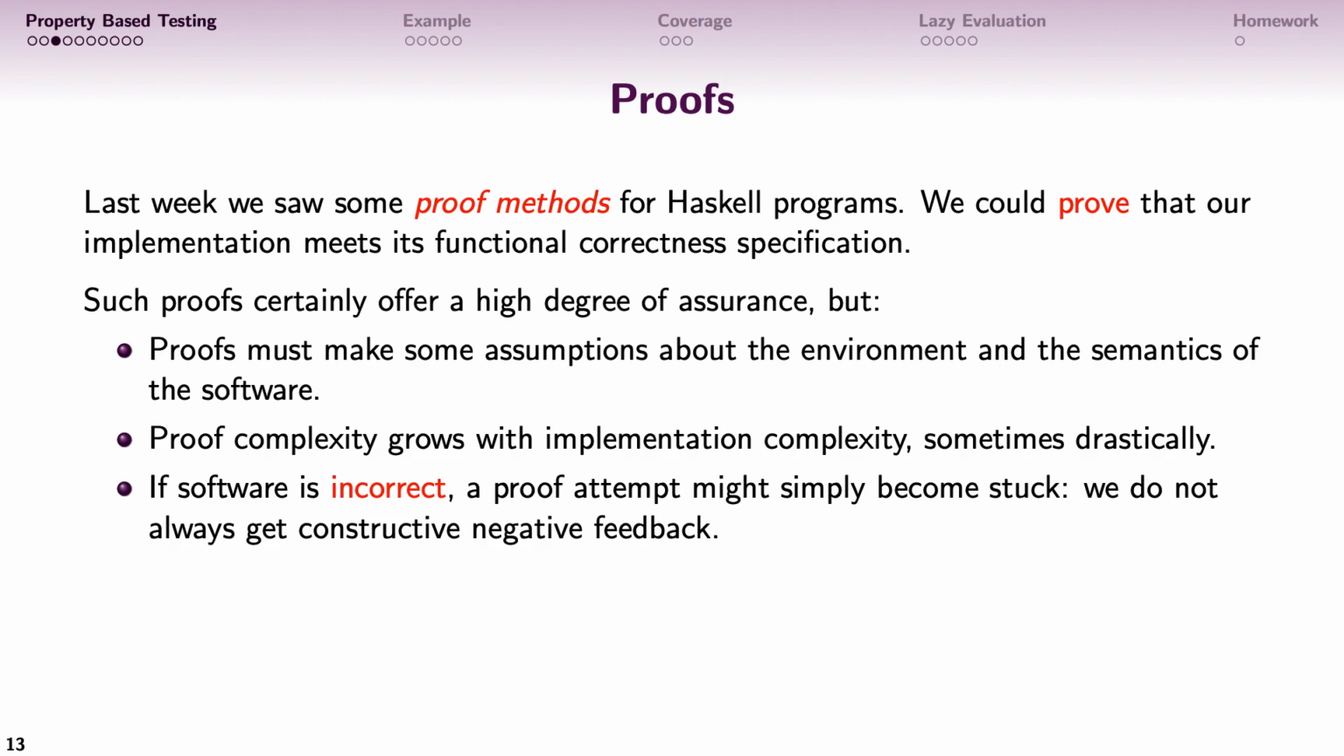There may be some other method or some other mathematics you could use to prove it correct, and you just don't know what that is. So if you can't prove it correct, you can't tell whether the problem is in the program or if the problem is in your brain. So this is another issue with formal proof methods.